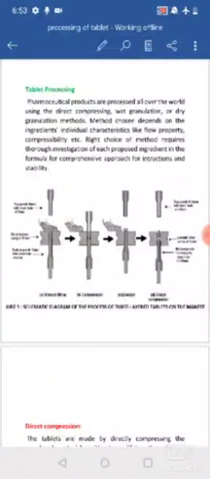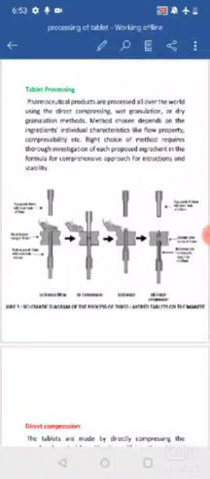So you insert the powder in the die, and you punch it or compress it with the help of the punch. Okay, so depending upon the type of drug or material you are going to use, you adopt various techniques, like dry granulation, wet granulation or direct compression.